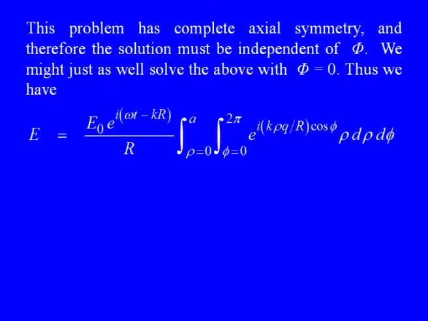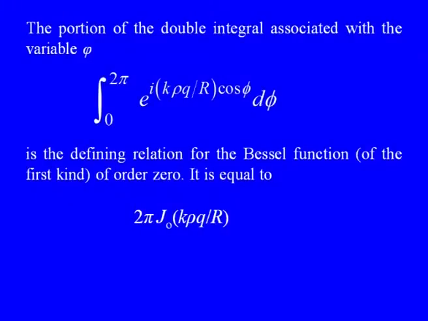factor is the same thing as before divided by R, no change, integration over A from 0 to A, integration over phi 0 to 2 pi as before. The only change here is that e raised to the power I k rho q divided by R times cos phi in place of cos of phi minus capital Phi, rho d rho d phi. Now, let us consider this is the double integral over rho and phi.